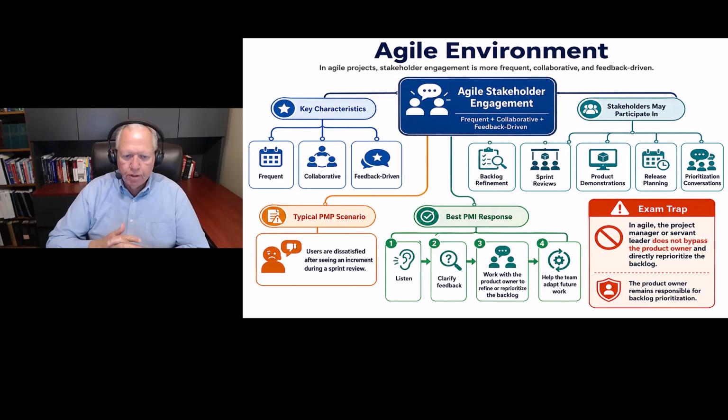The exam trap that you see in this a lot of times in agile is that the project manager or servant leader does not bypass the product owner and directly reprioritize the backlog. The product owner remains responsible for product backlog regardless of what your question is if you have an agile test question. And so the best PMI response for this is listen, clarify, work with the product owner, refine, reprioritize the backlog with them, help the team adapt for future work, but don't cut that product owner out. You'll have some questions that will do that.